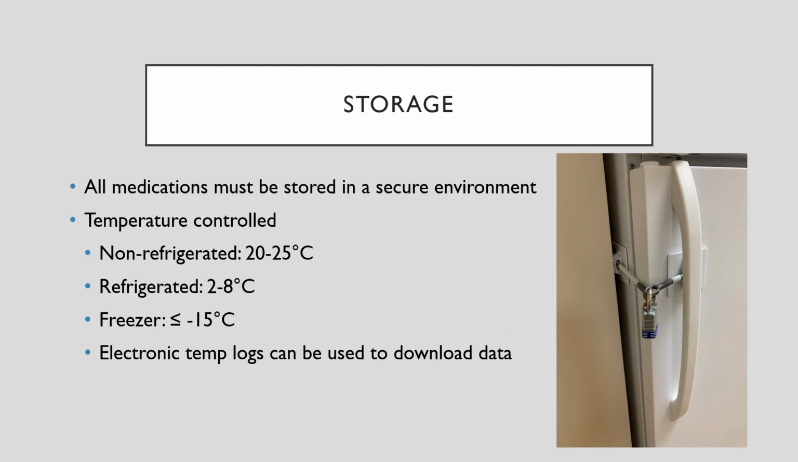You must also be able to provide proof that these medications are stored within the proper environment to maintain the drug's safety and efficacy. Non-refrigerated meds must be stored at 20 to 25 degrees Celsius, refrigerated meds at 2 to 8 degrees Celsius, and medications stored in a freezer must maintain a temperature of less than or equal to negative 15 degrees Celsius. The best way to keep track of this is with an electronic temperature log, so you can download daily temperature readings, and these logs should be kept on site for a minimum of 3 years.